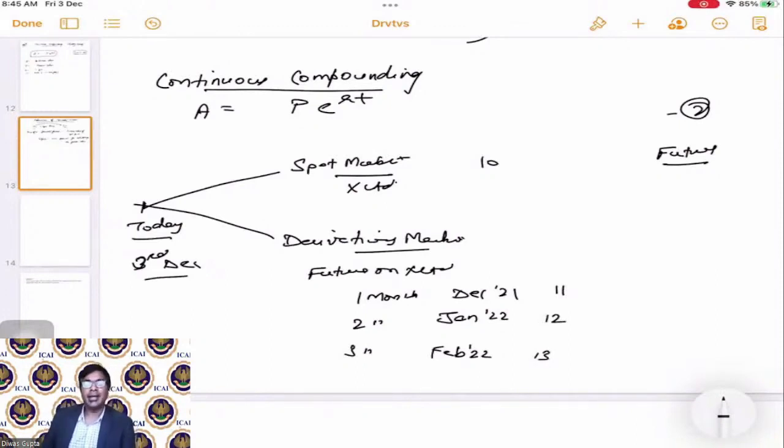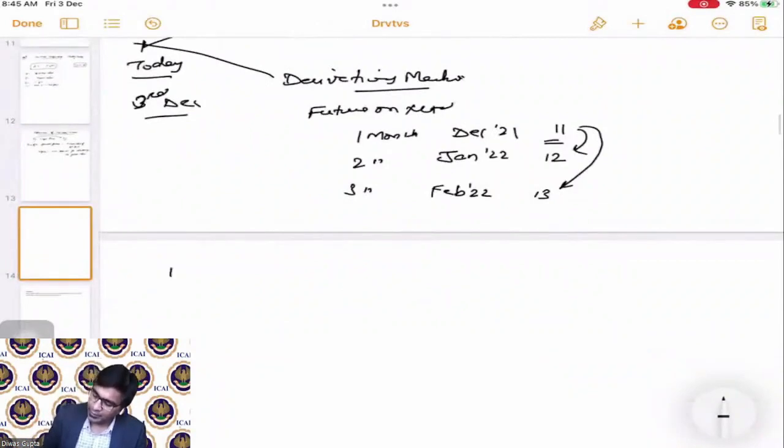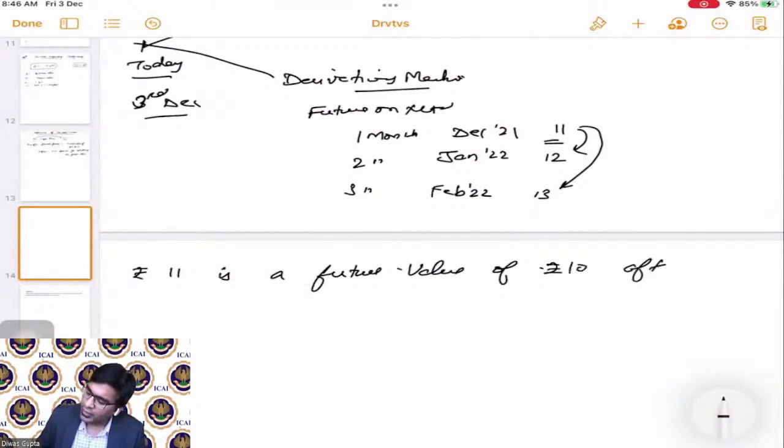Now, what I'm trying to make a point here is, as the time increases, the value is also increasing, correct? That means the future value and the present value, there will be a higher gap between both of them if the time increases, correct? Because see, what is this 11 rupees actually? 11 rupees is a future value of 10 rupees after 1 month from now.